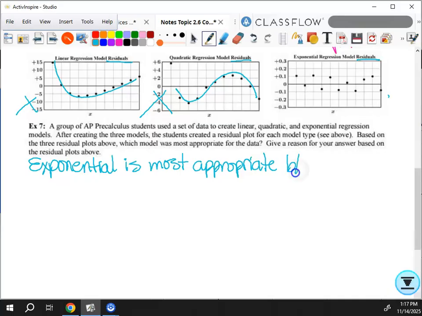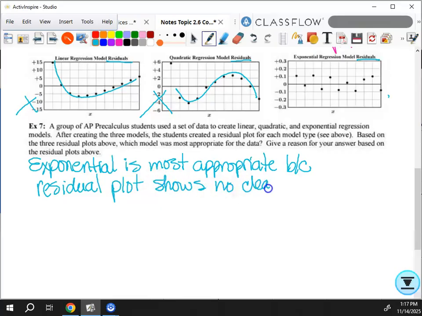okay, because residual plot, and make sure you're using residual and regression carefully. Like on the other one, we said regression, we're saying that it is valid. Here we're talking about the residual plot, so don't get the R words mixed up there. Because residual plot shows no clear pattern. Something to that effect.